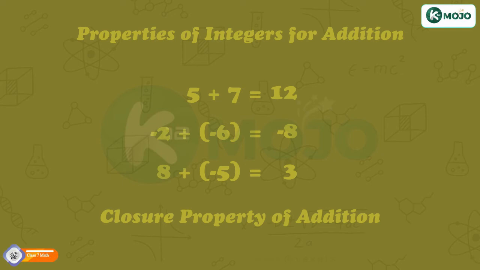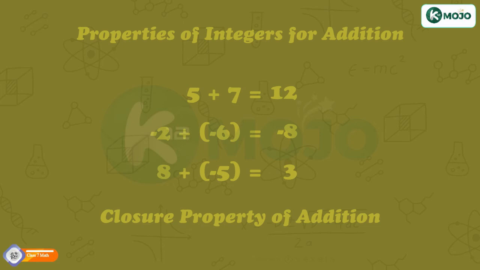Additive inverse. Additive inverse of an integer is an integer which, when added to the integer, gives 0. For example, -12 plus 12 is equal to 0. So, 12 is the additive inverse of -12 and -12 is the additive inverse of 12.